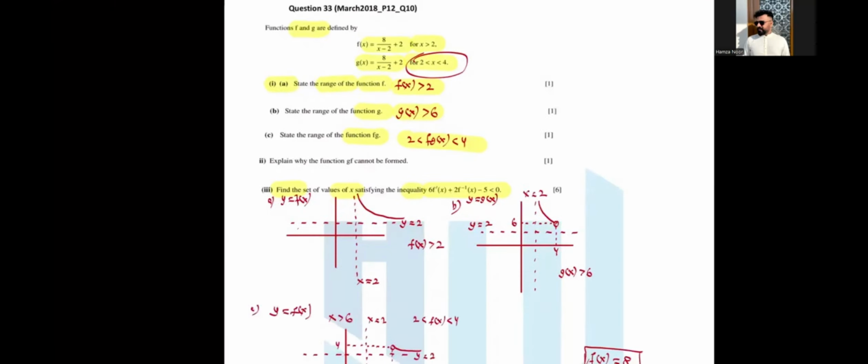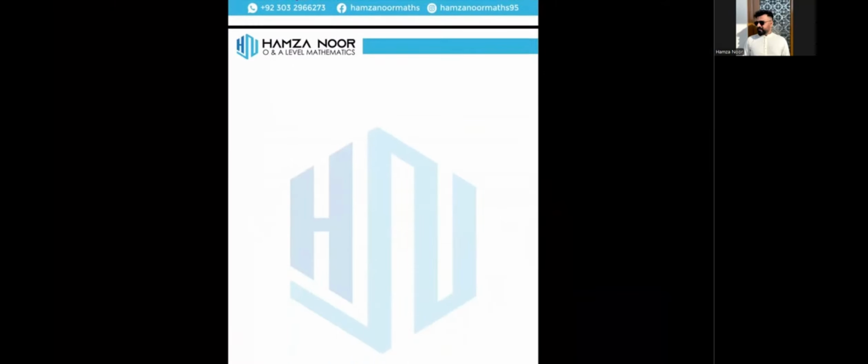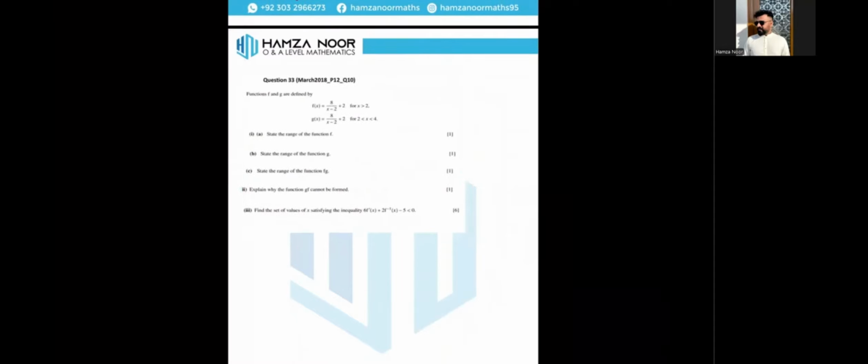So I'm going to bring the picture of the question on the next page so we can attempt this part over here. Okay, so we have this inequality. First of all, we want to find f dash x, and then we have to find f inverse as well, in order to solve this inequality. So this part also includes the concept of the topic, differentiation.